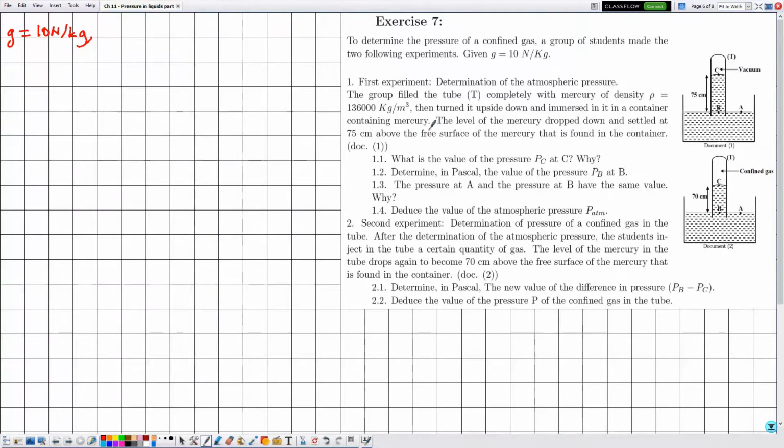Number 1, first experiment, determination of the atmospheric pressure. The group filled the tube T completely with mercury of density ρ equal to 13,600 kg per meter cube. So this is the density of mercury. Then turned it upside down and immersed it in a container containing mercury. The level of the mercury dropped down and settled at 75 centimeters above the free surface of the mercury that's found in the container, document 1.